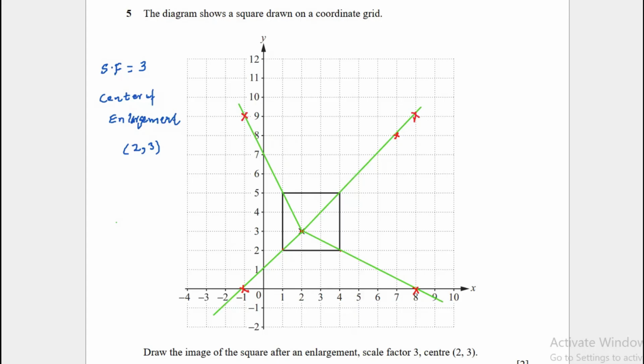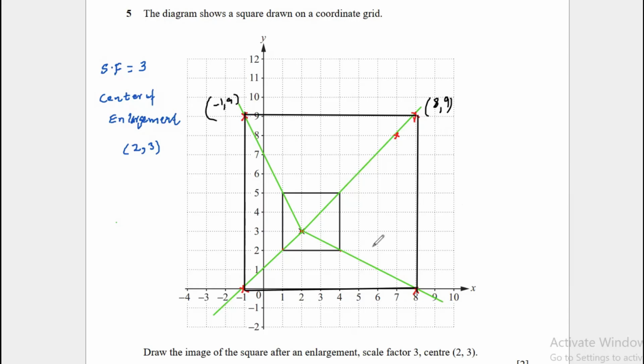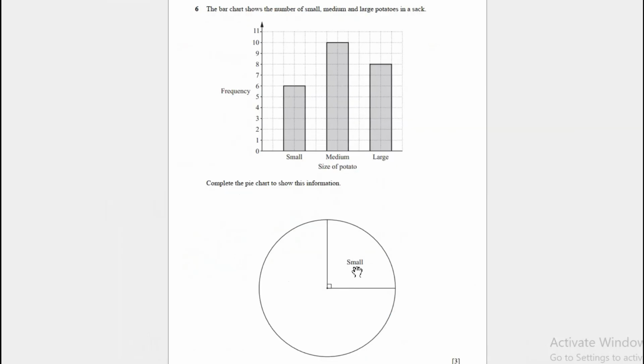After this, we will connect all these points with the help of a ruler, and that is our required enlarged shape. I hope it is clear. And then we can write their coordinates as well. This is 8 comma 9. This is minus 1 comma 9. This is 8 comma 0, and here we have minus 1 comma 0. Remember in this question, the first part, which you can see, the bar chart is related, and that will help you to complete the pie chart in the second.